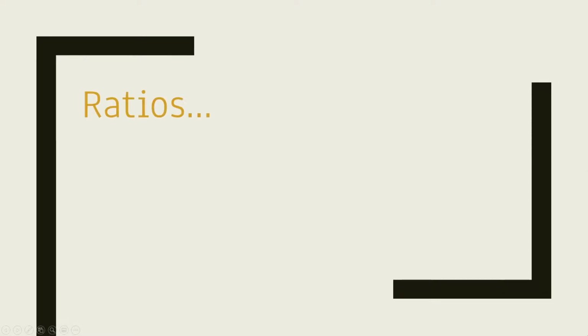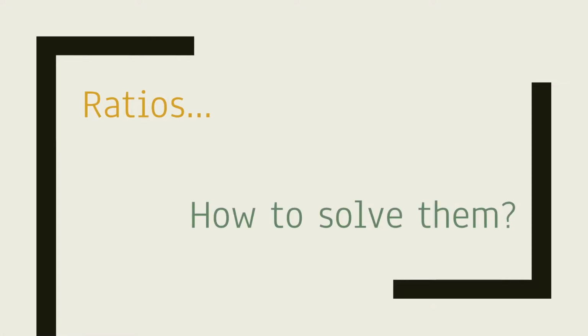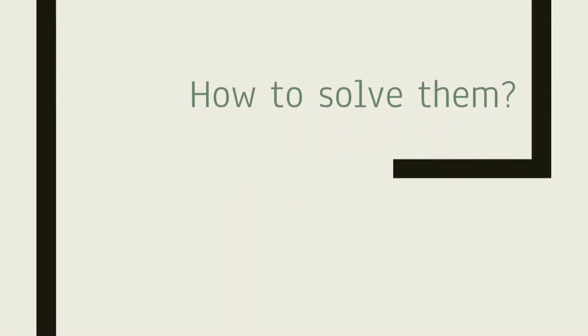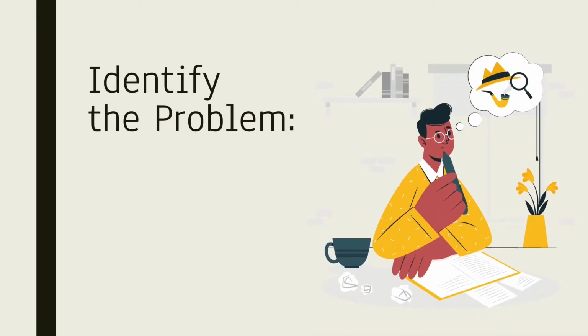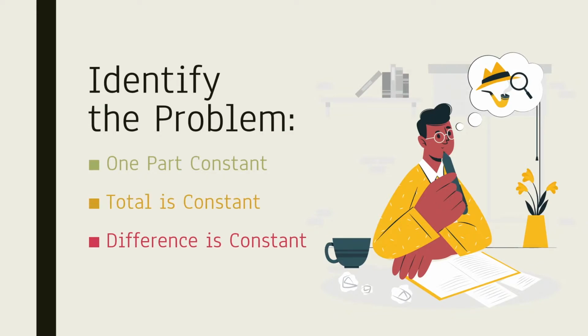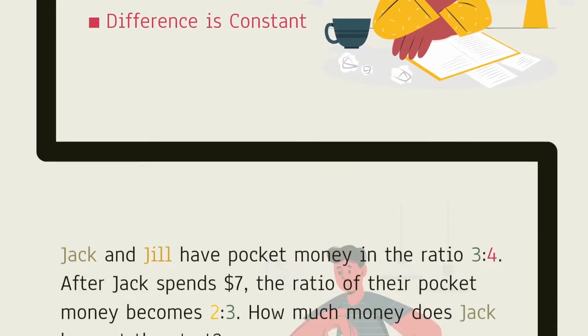In this video, we will go through how to make sense of problems involving ratios. Firstly, before we jump into anything, let us identify what type of problem is at hand. There are three types of ratio problems that we are discussing today. One part constant, total is constant, and difference is constant. So let us look at one example.